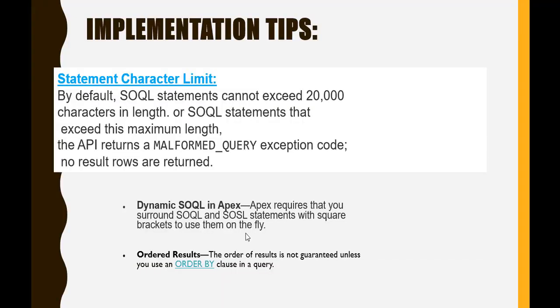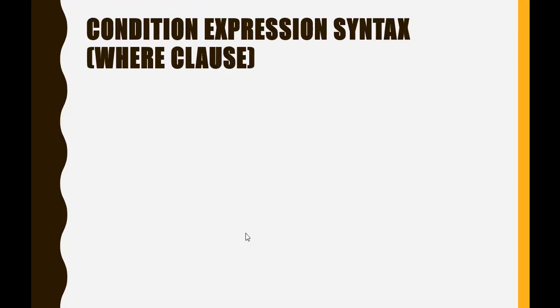Ordered results. The order of the result is not guaranteed unless you use an ORDER BY clause in the query. So if you wanted to order the result by last name or first name, you have to specify the ORDER BY clause. If you do not specify it, the results are not guaranteed to be in order. So if you want to make sure they are in order, you have to use the ORDER BY clause. Then the condition expression syntax, or basically the WHERE clause.